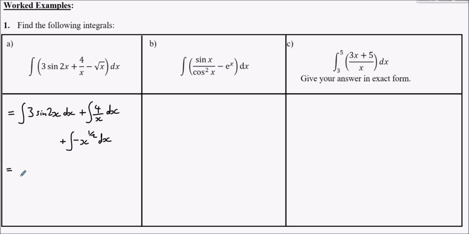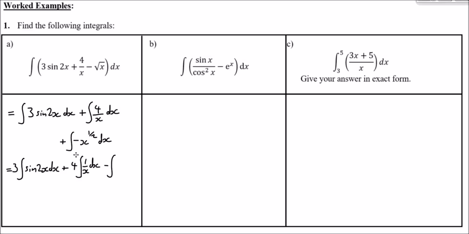So then, setting the constants to the outside, I've got 3 lots of sine 2x dx. This bit, I've got 4 lots of 1 over x dx. And here, if a plus and minus is confusing you, if I'm adding a minus, I can take this minus to the outside if you'd like. So I can say this is just minus the integral of x to the half dx.